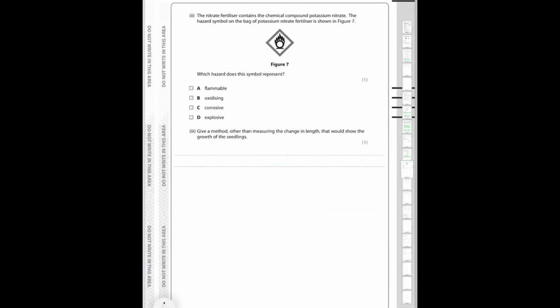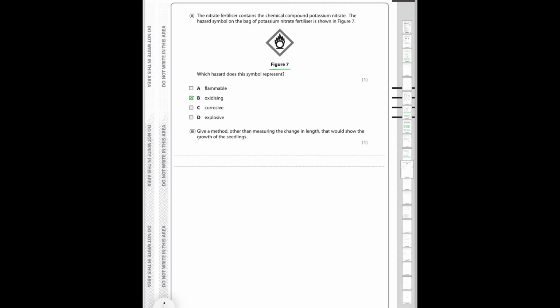The nitrate fertilizer contained the chemical compound potassium nitrate. The hazard symbol on the bag of potassium nitrate fertilizer is shown in figure 7. So what we need to do is say which hazard this symbol represents. So that is the symbol for an oxidizing agent, so the correct answer would be B.